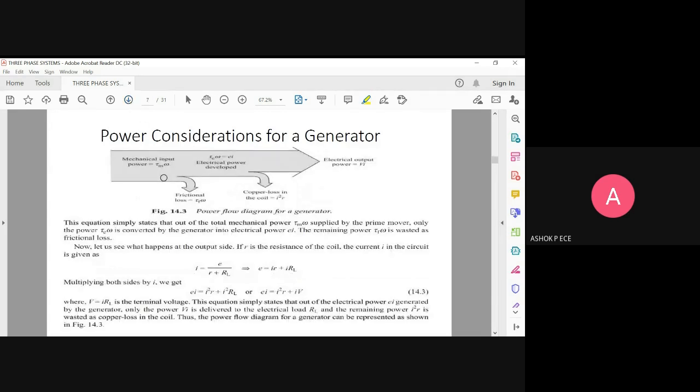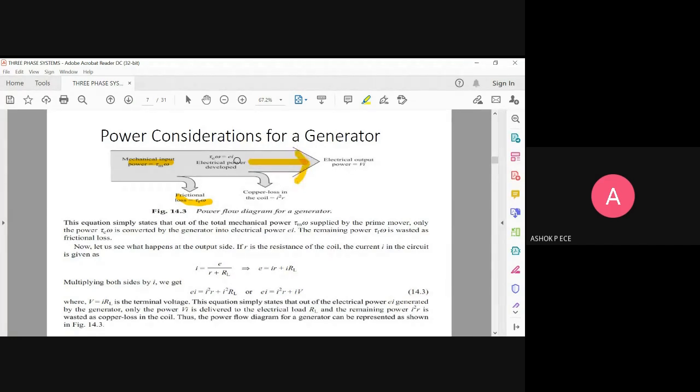And this is how you can see that the total mechanical power is tau m into omega, and because of frictional loss you will have tau f into omega. The remaining actual torque is tau v into omega, which is actually going to be converted into your electrical power, and your coil will have loss, so copper loss will be subtracted from the remainder.